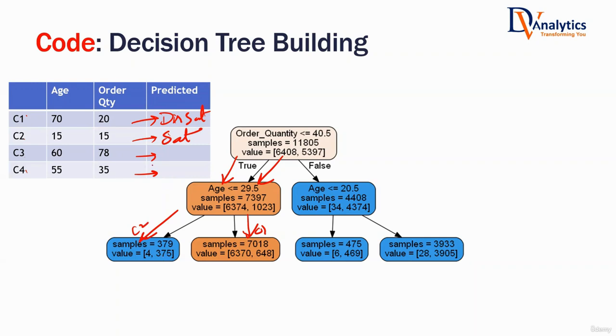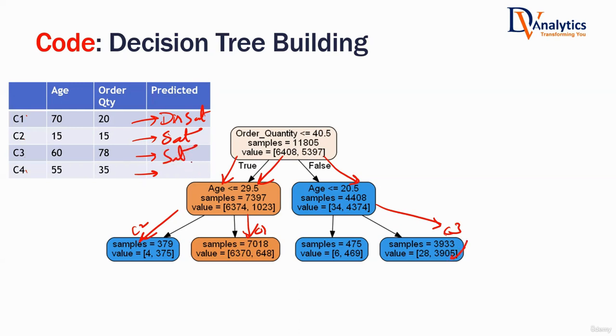How about customer 3? Customer 3 has an age of 60. Not age, first we have to see order quantity. Order quantity of 75, age of 60, he will be falling here. So that customer will be satisfied because most of the customers there were satisfied previously.